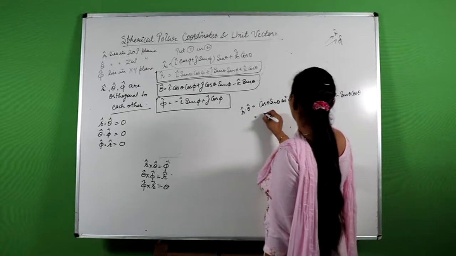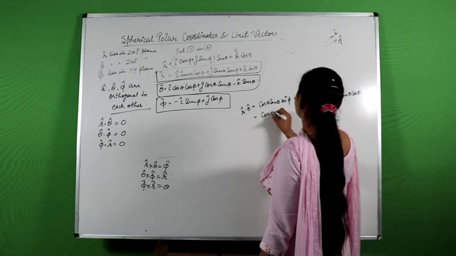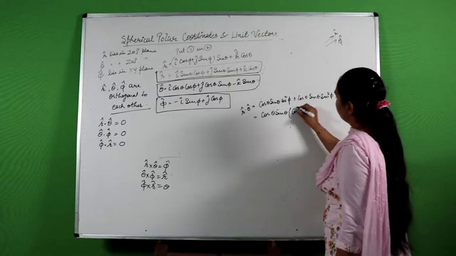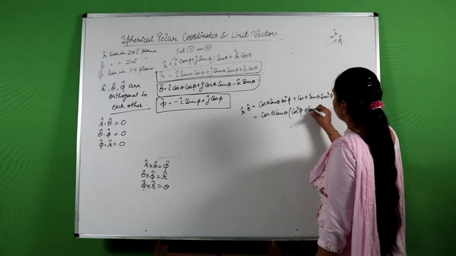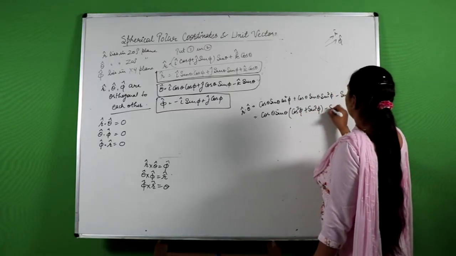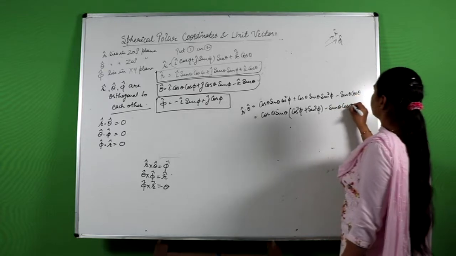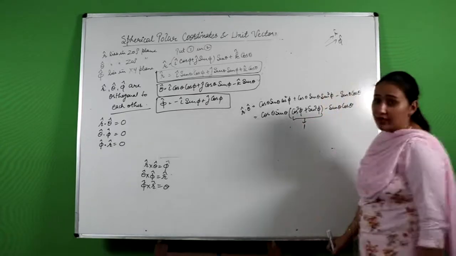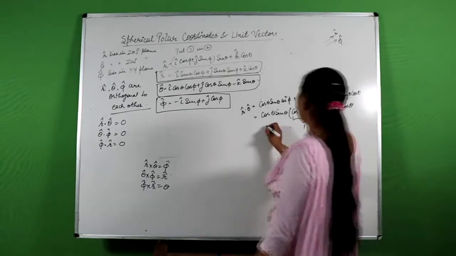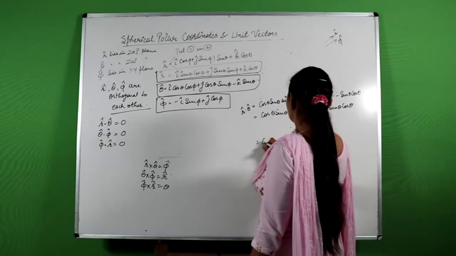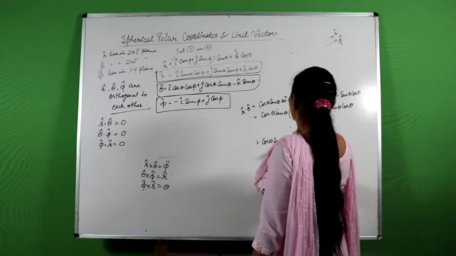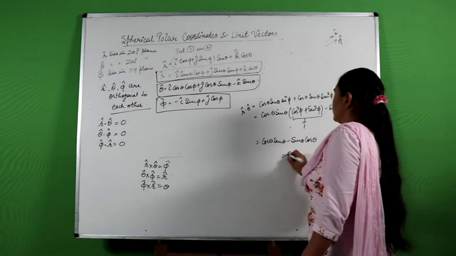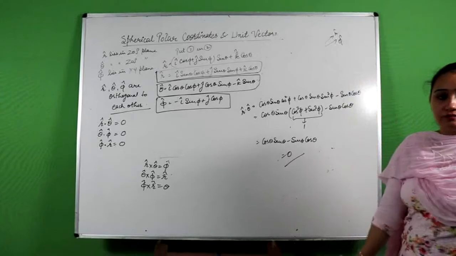Now cos theta sin theta is common in the first two terms. This will give me cos square phi plus sin square phi, minus sin theta cos theta. Since cos square phi plus sin square phi is 1, I can cancel out these terms. Cos theta sin theta minus sin theta cos theta, that is my 0.